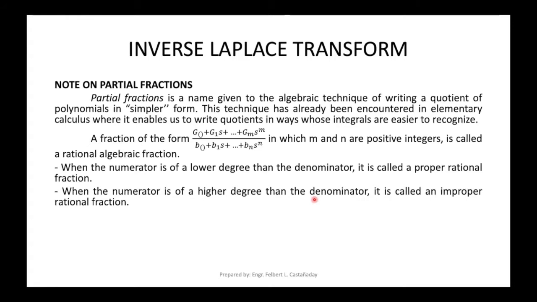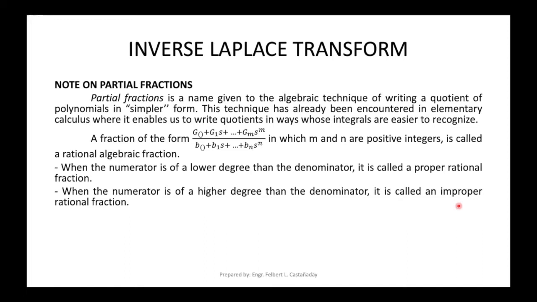It happens that the given algebraic functions have polynomials in the numerator, and the denominator is also a polynomial. That's why it's called a rational expression or rational algebraic fraction or function. So it is improper when the value of the numerator is higher compared to the denominator. Proper when the numerator has a lower degree compared to your denominator.